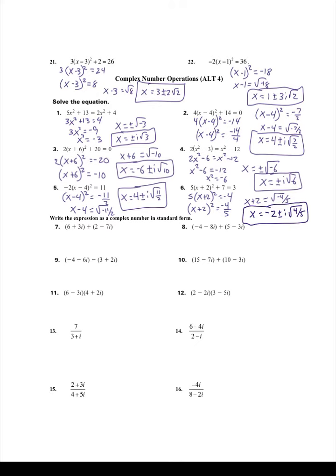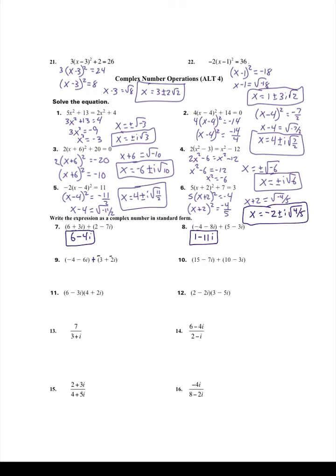For these first 4 problems, we're just going to combine our like terms. 6 plus 2 is 8. 3i minus 7i is -4i. Combine here, we get 1 minus 11i.